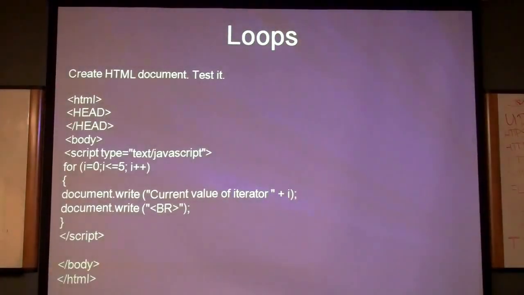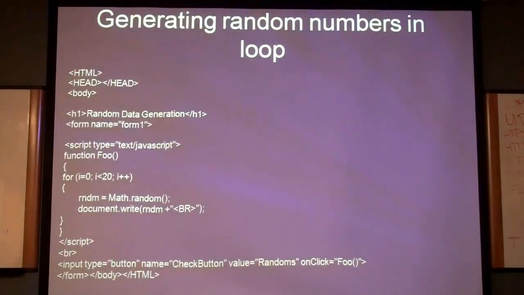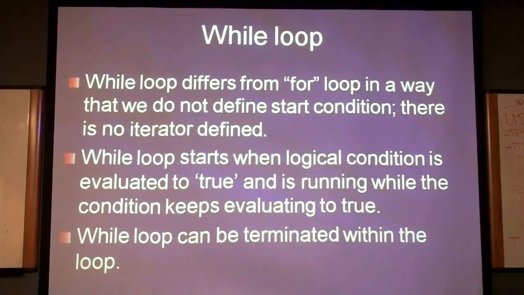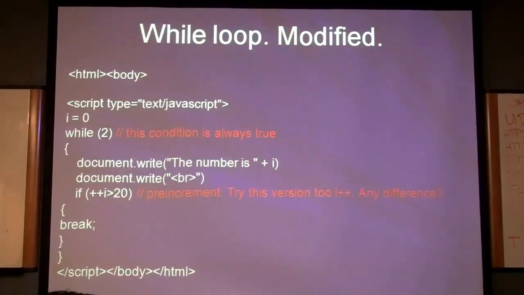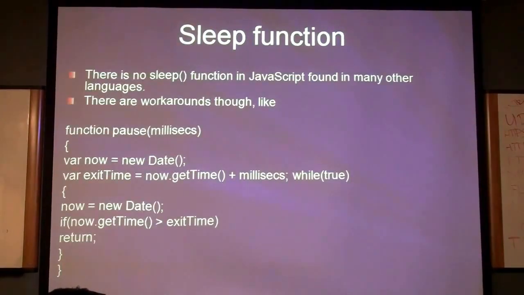So we covered repeating operations. We covered loops. And we actually generated random numbers in the loops as well. We covered while loop. And then we're actually done with the loops. You can play with it at home. So the sleep function is not implemented in JavaScript because when they created JavaScript, they kept in mind to execute the code as soon as possible, with the maximum speed.